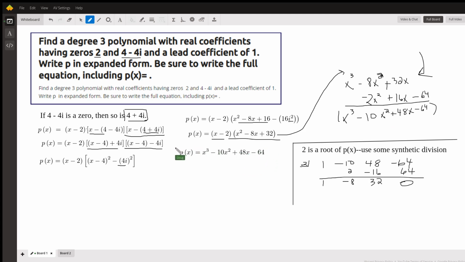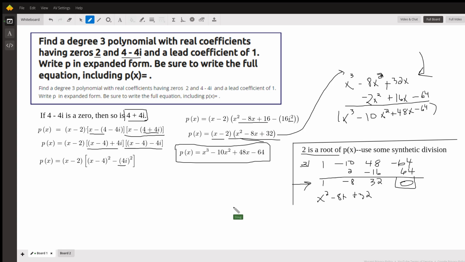Now, you may or may not have been introduced to synthetic division, but if you have, here's a little way to verify. If we know 2 is a root, then by synthetic division, we should end up with the remainder of 0 here, and indeed we do. And these are the coefficients of the residual polynomial, x squared minus 8x plus 32, which matches what we had here.